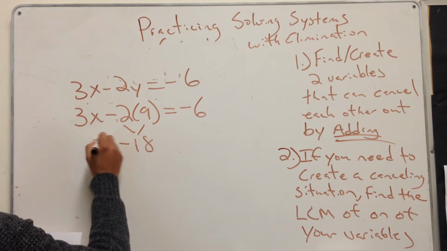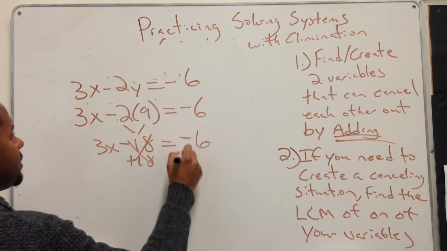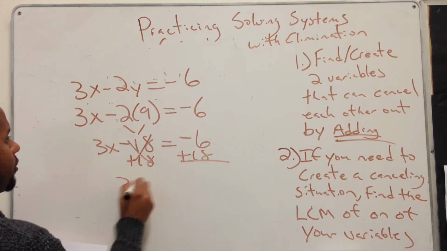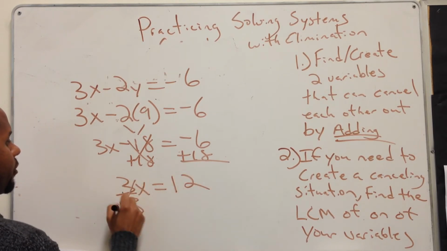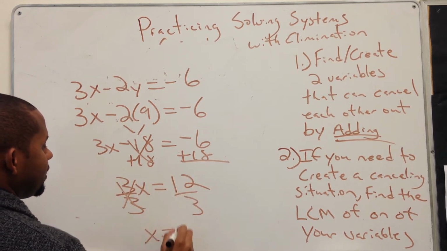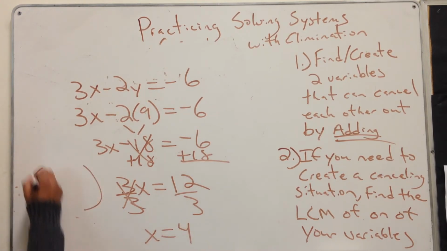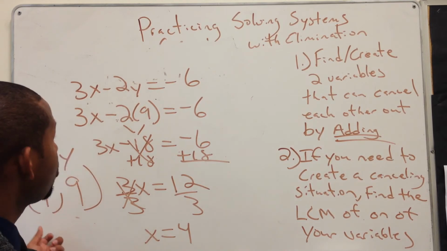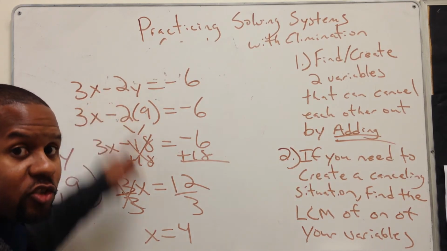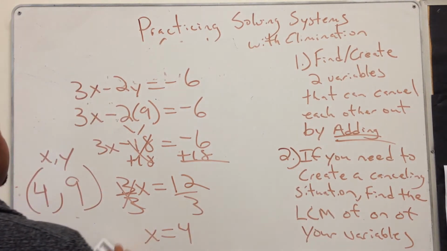This is negative 18, it's negative 6, plus 18, plus 18, 3x equals 12, divided by 3, divided by 3, x equals 4. So for my final answer, I get the ordered pair (x, y) of x equals 4, y equals 9. This ordered pair will make this equation true. It'll make any of those equations that we previously wrote true. Okay?